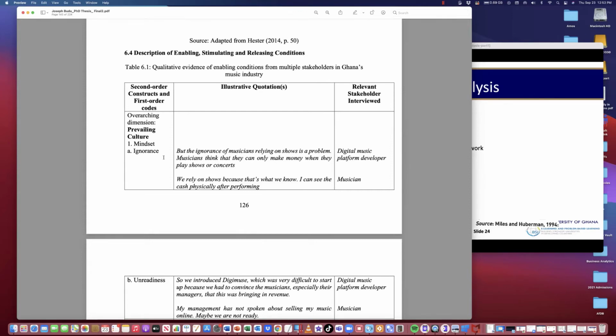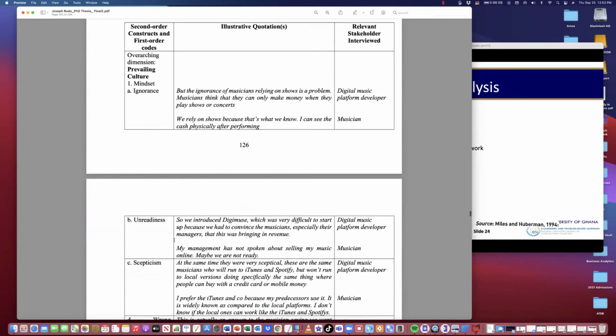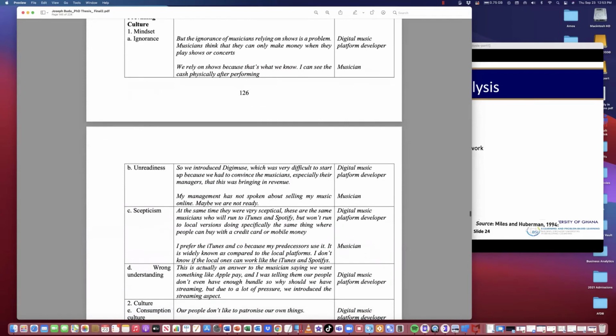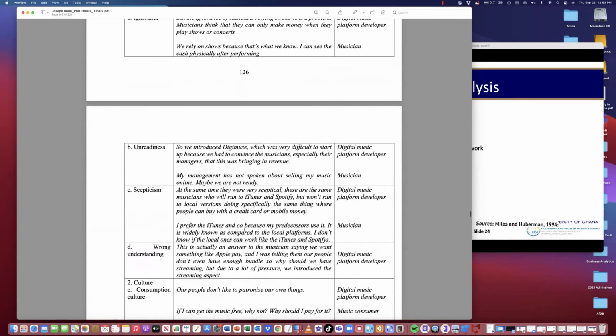So if you look at it, please, the first order generated the ignorance, unreadiness, and skepticism. So let's look at this skepticism here. At the same time, they were very skeptical. These were the same musicians who will run to iTunes and Spotify, but will not run to local versions doing specifically the same thing, where people can buy with a credit card or mobile money. I prefer iTunes and Co because my predecessors use it. It is widely known compared to local platforms. I don't know if local ones can work like iTunes and Spotify. This is also about skepticism and then ignorance.